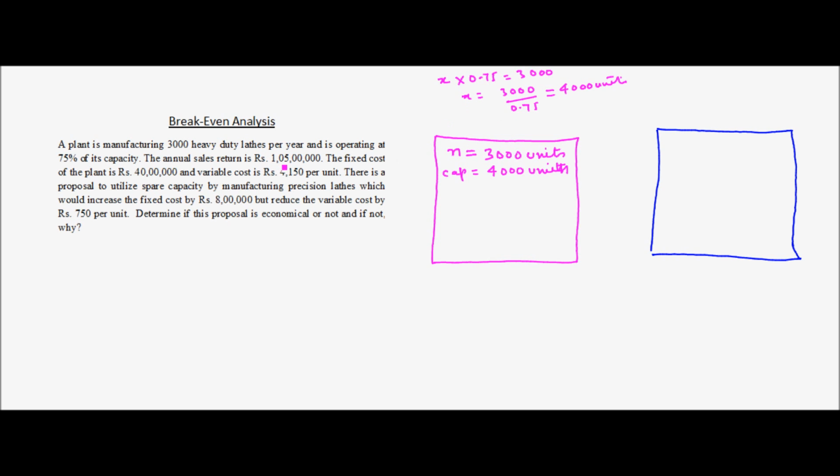Now the annual sales return is 1 crore 5 lakhs. So the sales is 1 crore 5 lakh rupees. The fixed cost of the plant is 40 lakh rupees. So let's say F represents fixed cost. So fixed cost is 40 lakh rupees. And the variable cost is rupees 4,150 per unit. So let's say small c represents the variable cost per unit, which is equal to 4,150 rupees per unit. So this is the scenario for the current production capability.